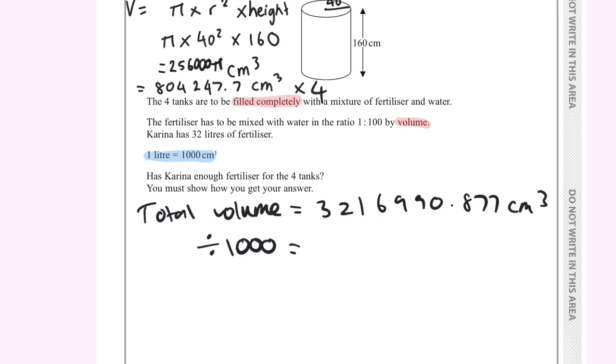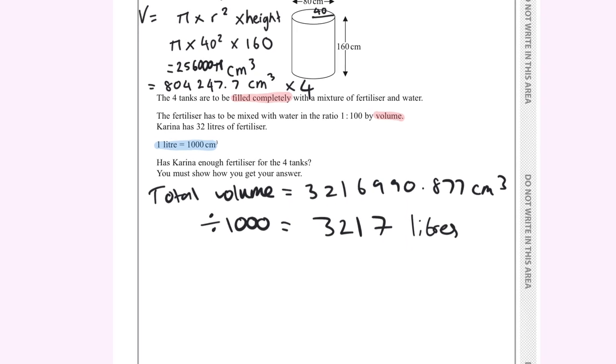So we get 3, 2, 1. Let's just round up now. 7 litres. What is L for litres? Okay. Now we've got it in litres. I'm going to write it. I think it looks better. Alright. That's the total volume for the 4 tanks.